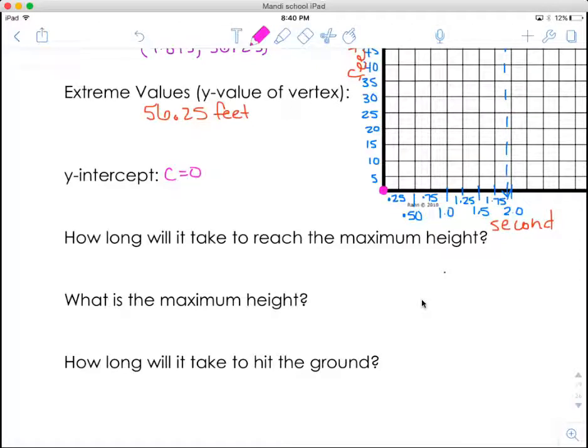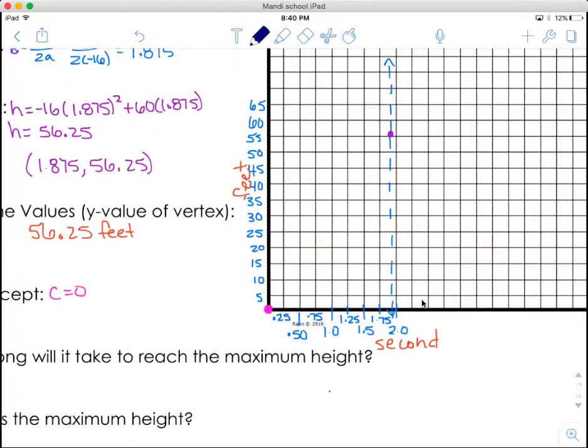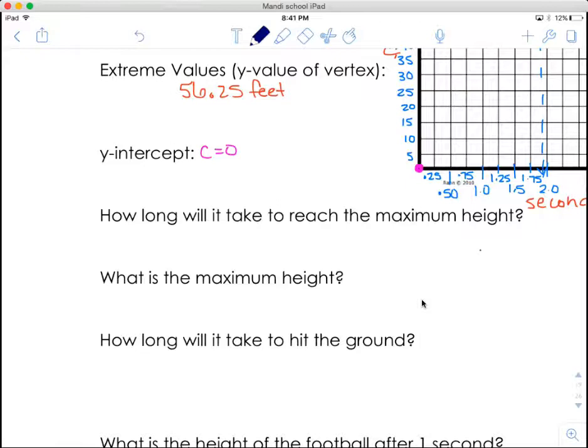Let's answer this question. How long will it take to reach the maximum height? Well, let's look at our graph. This is our maximum height right here. This is our vertex. And how long did it take us to get there? 1.875 seconds. So how long will it take us to reach the maximum height? That's really the x of the vertex. And in this case, it's 1.875 seconds.